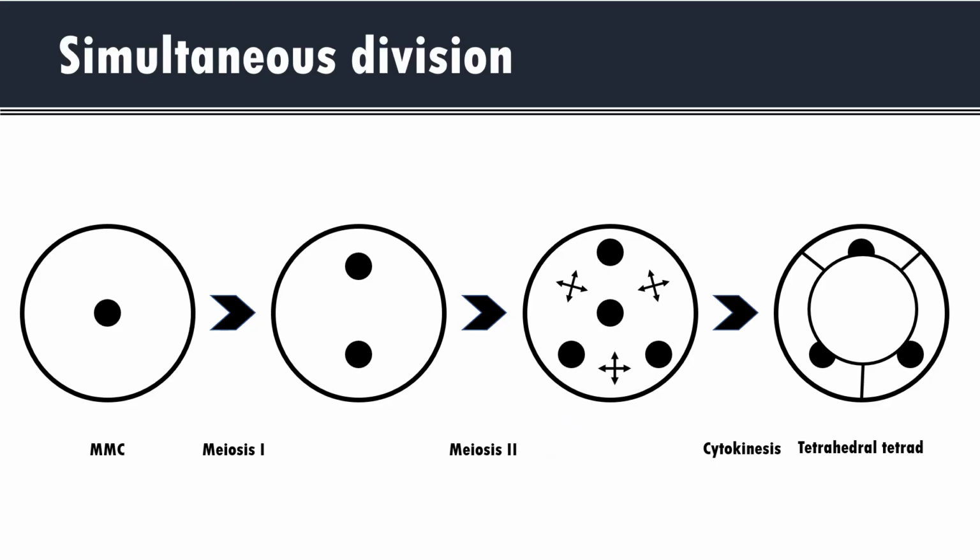So now we will study what is simultaneous division. In simultaneous division, there is no wall formation. The microspore mother cell undergoes meiosis 1 forming 2 daughter nuclei, continued by meiosis 2 forming 4 daughter nuclei. Then cytokinesis takes place, the formation of wall planes, and as a result tetrahedral tetrads will be formed.